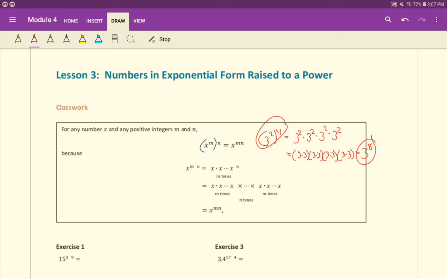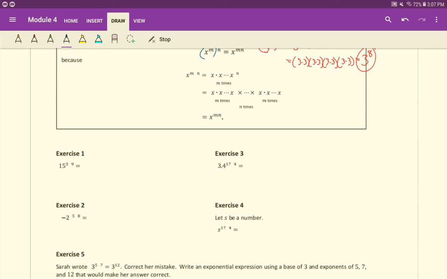How can we go from here to here even easier? Well, 2 times 4, right? Multiply the powers there. And again, all these exercises here do not have their parentheses, so we need to fit these in here.